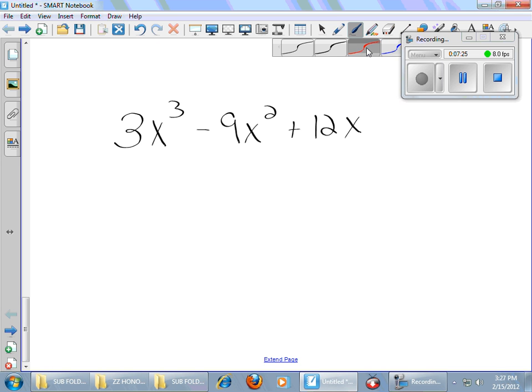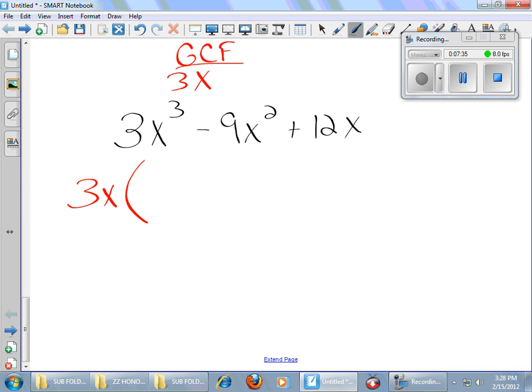If you're watching now, I assume you want to see the answer. My GCF of the 3 terms, the coefficients would be 3. Of the variables would be x. So I'm going to divide out 3x. 3x cubed divided by 3x would be x squared. 9x squared divided by 3x, 3x. 12x divided by 3x would be plain old 4.